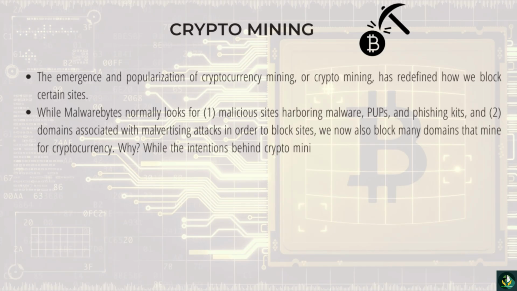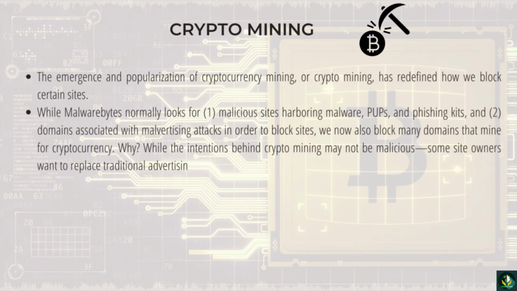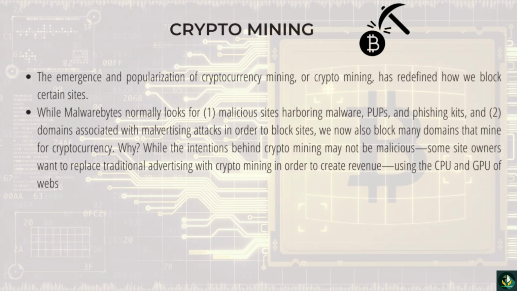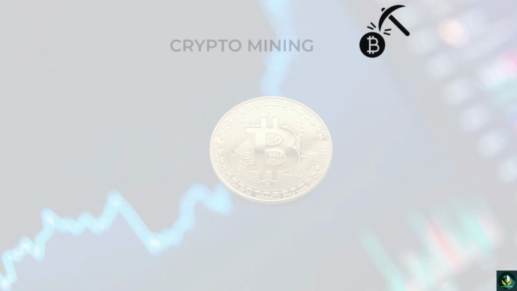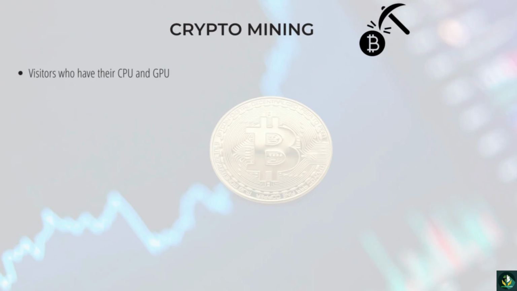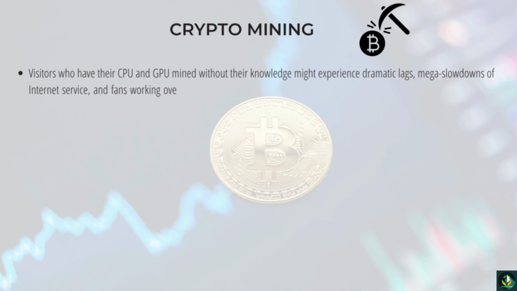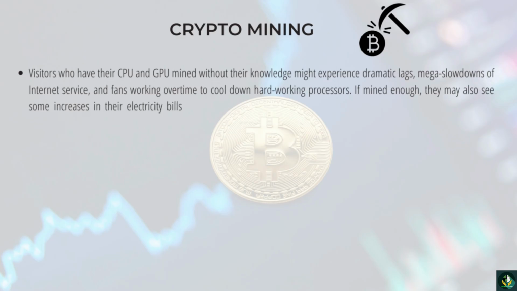Why? While the intentions behind crypto mining may not be malicious, some site owners want to replace traditional advertising with crypto mining in order to create revenue. Using the CPU and GPU of website visitors without their knowledge is, in our opinion, malicious behavior. Visitors who have their GPU and CPU mined without their knowledge might experience dramatic lags, mega slowdowns of internet service, and fans working overtime to cool down hard-working processors. If mined enough, they may also see some increases in their electricity bills.